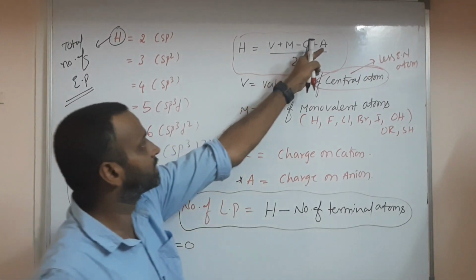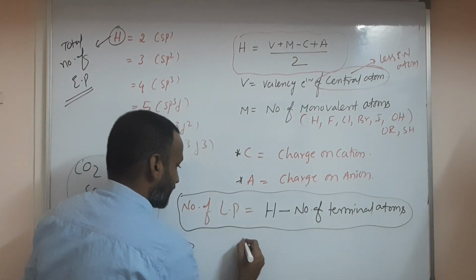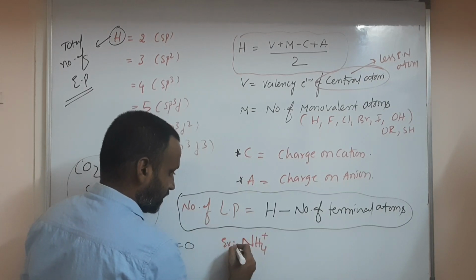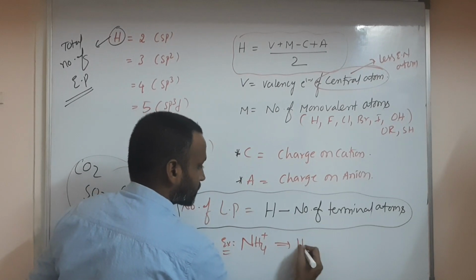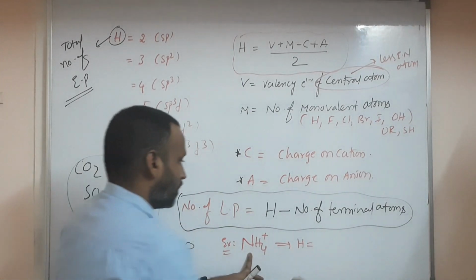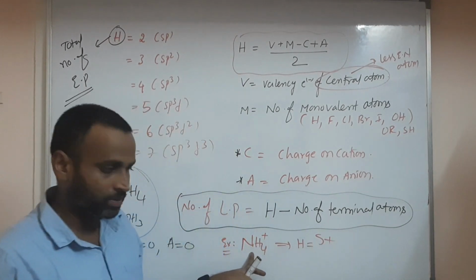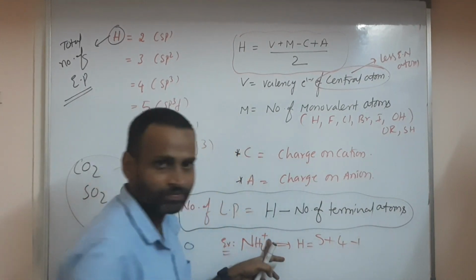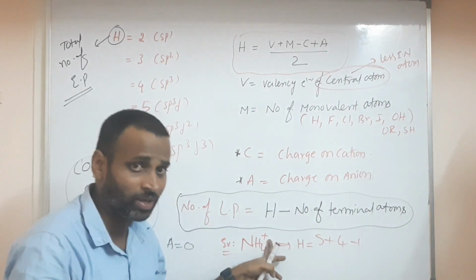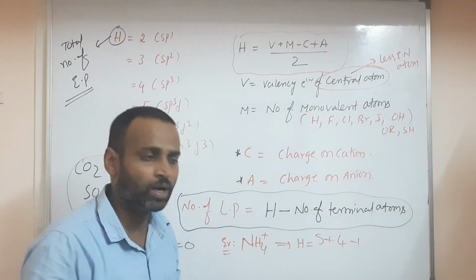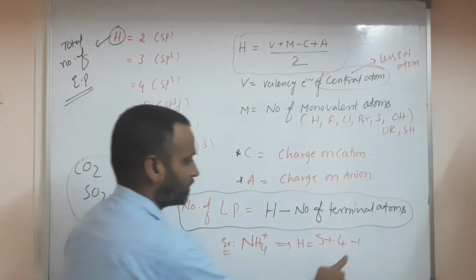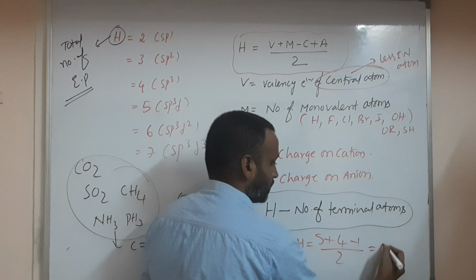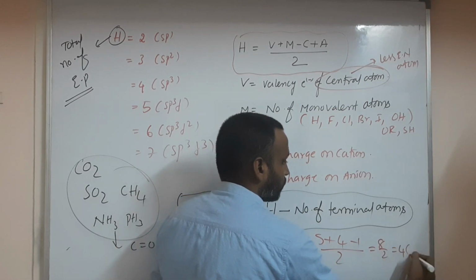When C is the charge on cation, take NH4+ as an example. Nitrogen is 5 because it is group 5A, hydrogens are 4, and the positive charge is there, so minus 1. When a positive charge is there you have to subtract, because a positive charge comes from the loss of an electron. Loss means you subtract, so divided by 2. So 5 plus 4 minus 1 is 8, 8 by 2 is 4, and 4 means sp3.